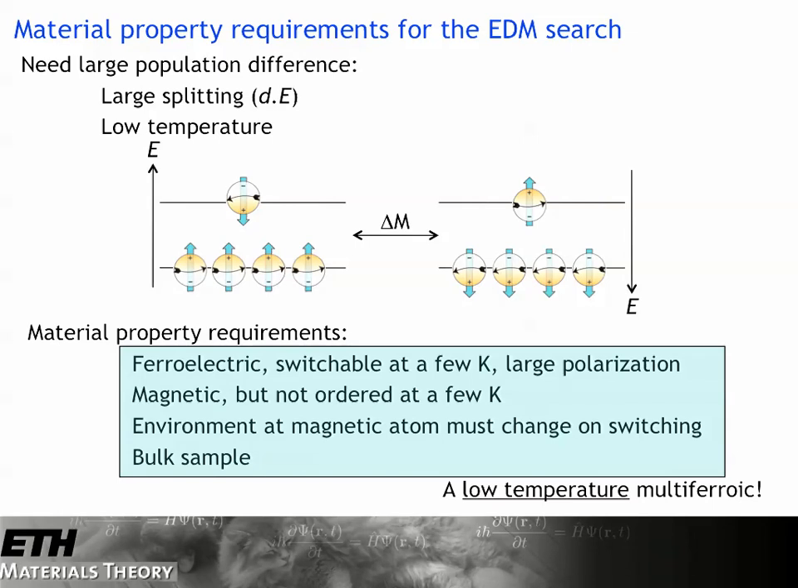But it must not have ordered at liquid helium temperature, because if it's ordered, then the electrons are locked in to their ordered arrangement and they can't respond to the electric field. They need a bulk sample. They need lots of stuff to get enough statistics, so we're not allowed to play tricks like layer by layer thin film growth to make our material. It doesn't have to be a single crystal, but it could be a ceramic.